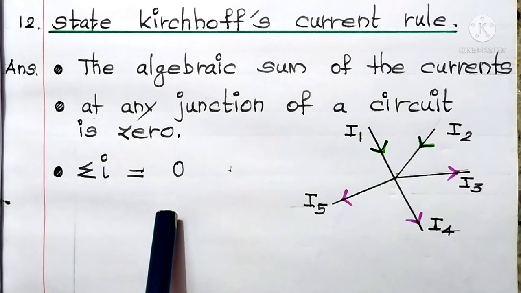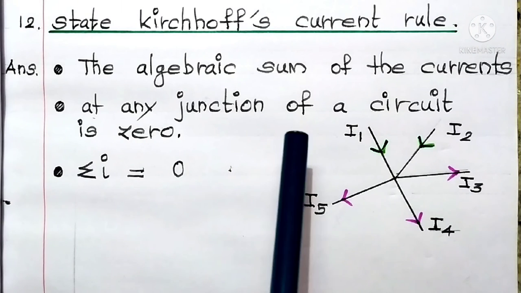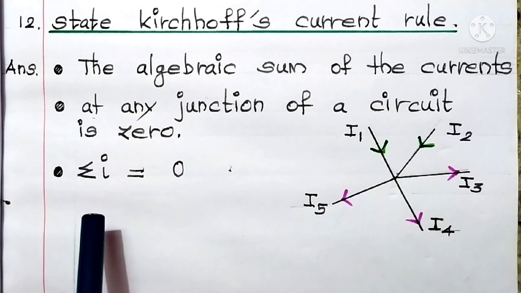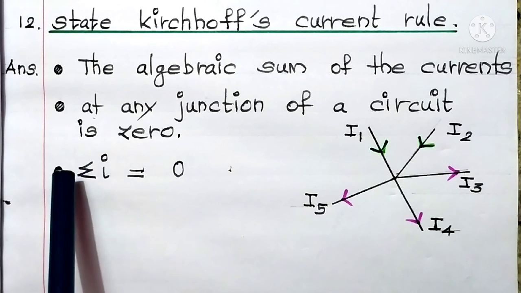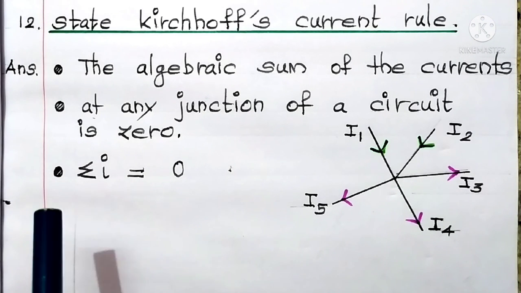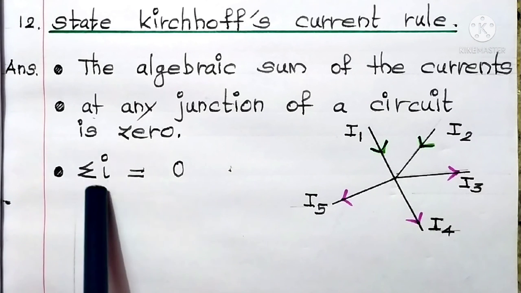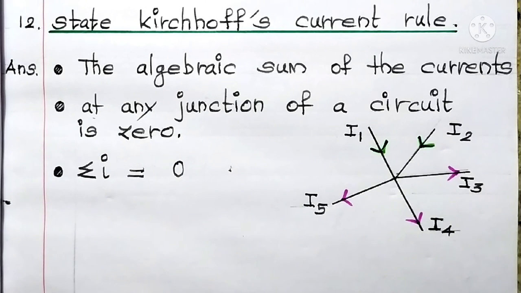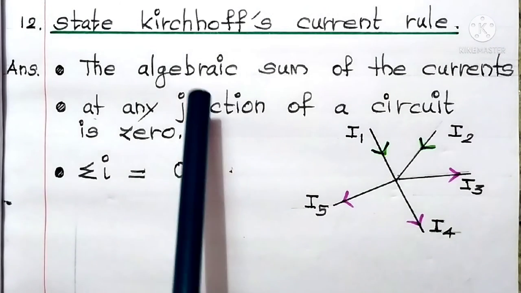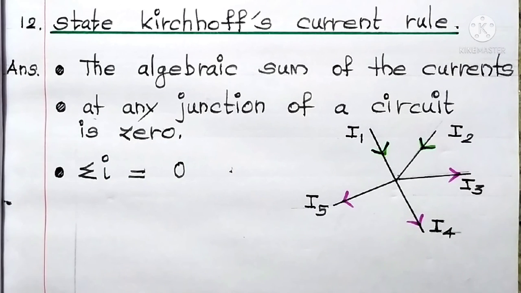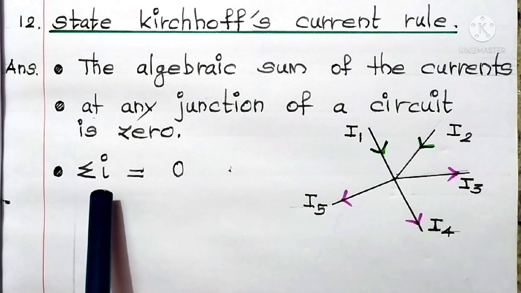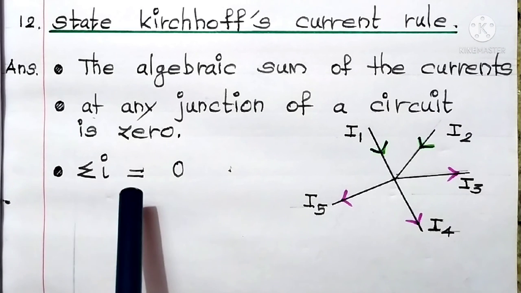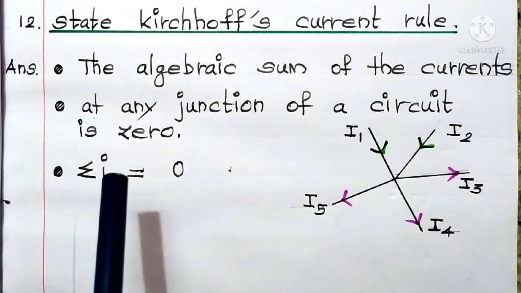So in other words, we can write this Kirchhoff's current rule in the form of an expression in this way. Sigma I, here this I stands for current, this sigma stands for summation. That means the algebraic sum of all the currents at any junction of a circuit will be 0. So if you happen to forget the definition of this current rule, you better write down this expression at least. You will get a few marks for this expression in your exams.